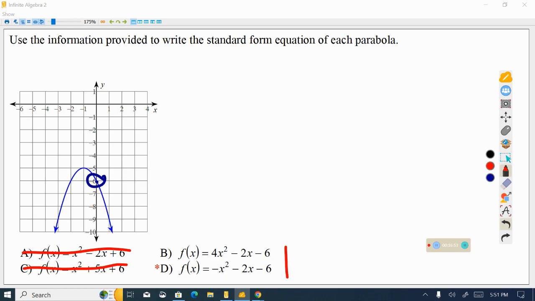But if you remember that we should be thinking about our happy and sad faces, and that was why I told you to think about that from the very beginning, because now we can expect what we should be looking for. We want our leading coefficient to be negative, and this one is negative, but this one is positive. So that means that B would give me a happy face, but this is a sad face.